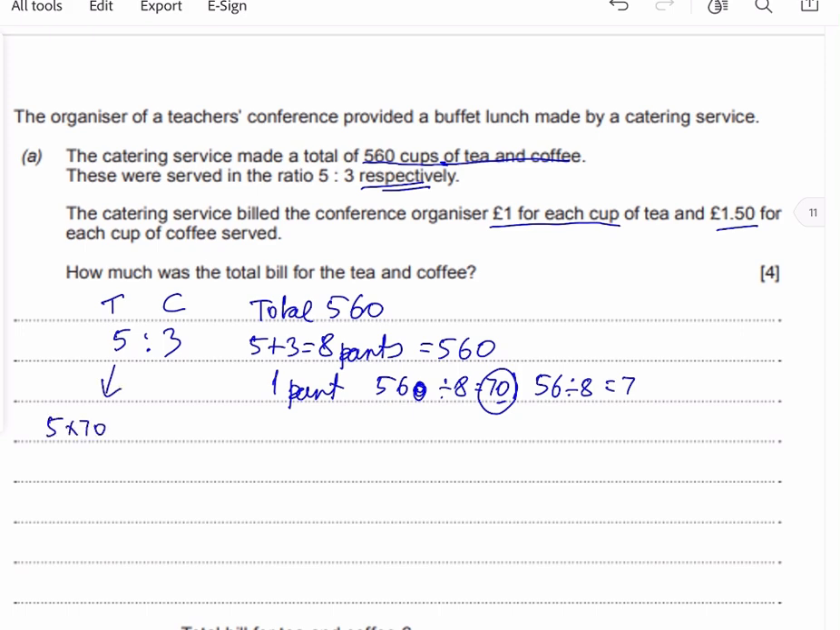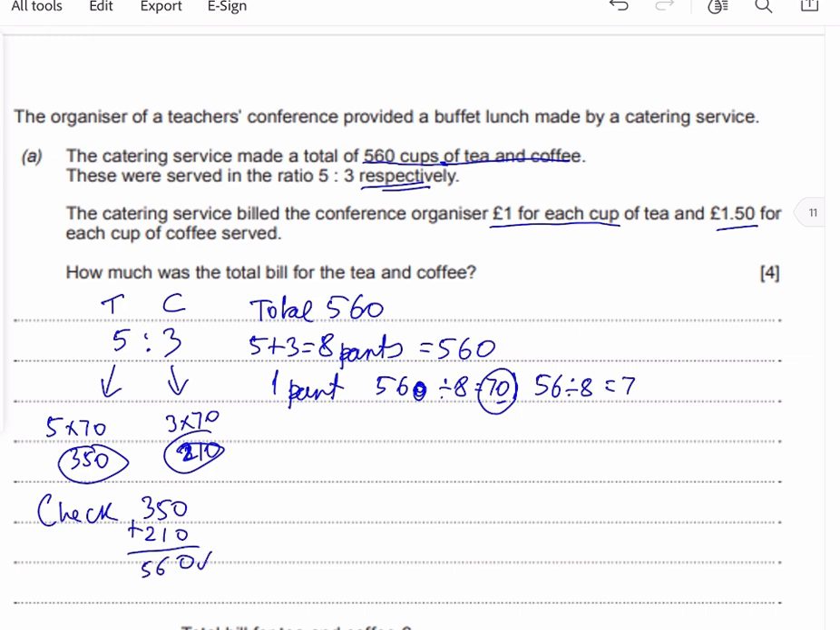So to work out 5 parts for tea, we multiply 5 by 70, 350 cups of tea. And for coffee, we'll multiply 70 by 3 parts. That is 210 cups of coffee. So we're going to quickly check it and see if they add up to 560. Yes, they do. Good. So we've done them right.